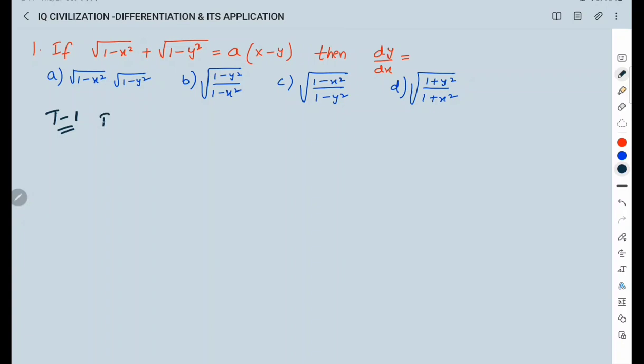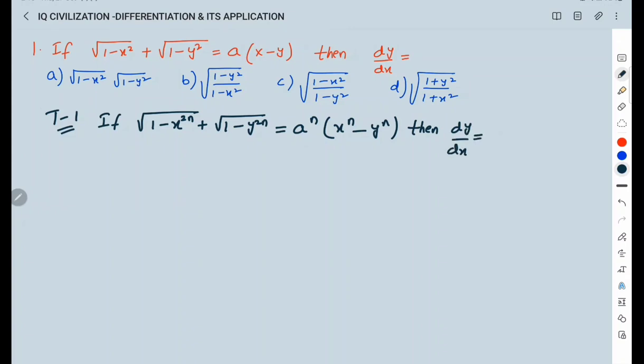Okay, so if some question is given in the form of root over 1 minus x to the power of 2n plus root over 1 minus y power 2n is equal to a power n into x to the power of n minus y power n. If some question is given in this form, then the shortcut trick here is dy by dx is equal to root over 1 minus y power 2n by root over 1 minus x power 2n into x to the power of n minus 1 by y to the power of n minus 1.